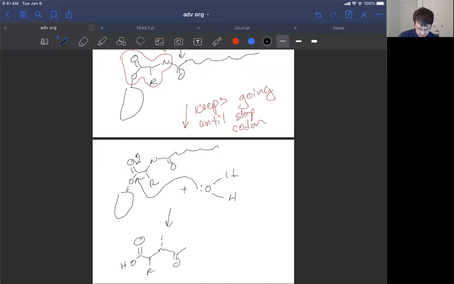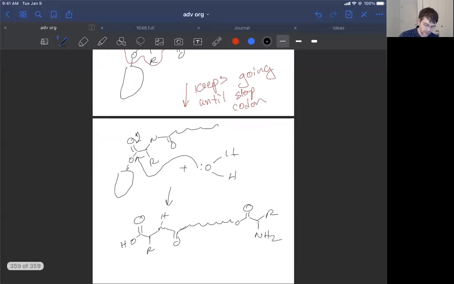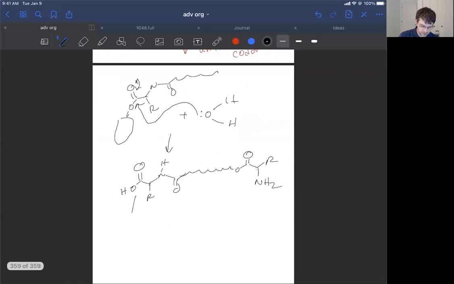So this just keeps on going and going until we get to the last unit, which is going to have an R side chain and an NH2. So here is the C terminus of the protein. And here's the N terminus of the protein. Okay, probably got some of the fine details wrong.